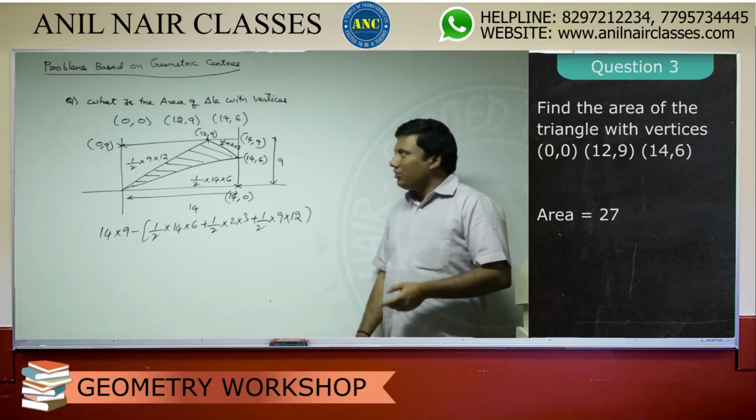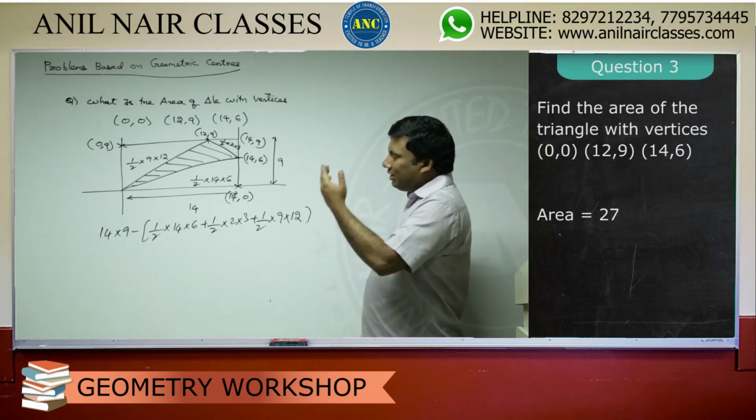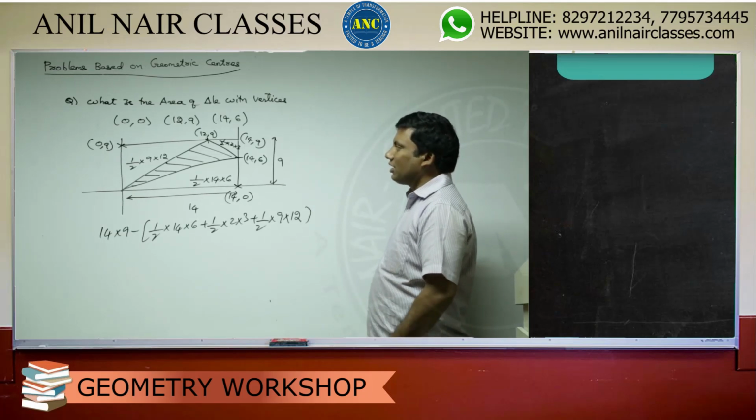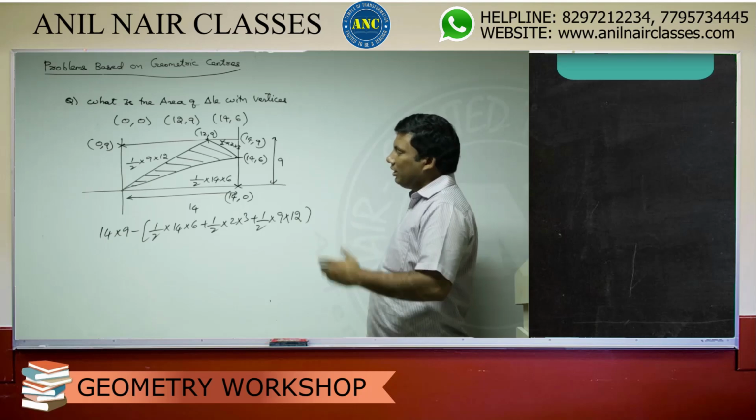You can also find out the area of a triangle by plotting this on a coordinate number line. Take the maximum x value, take the maximum y value, take a number line, join it.